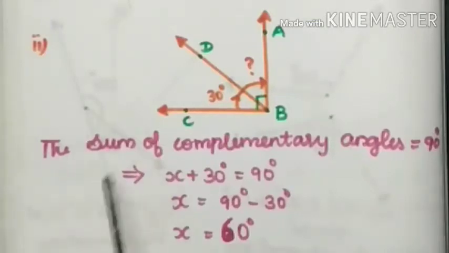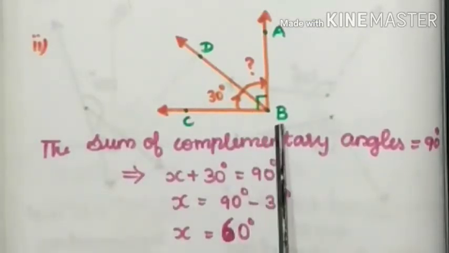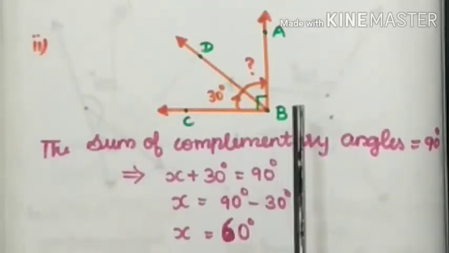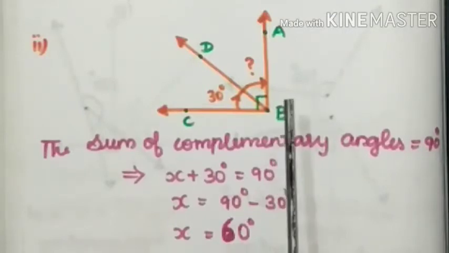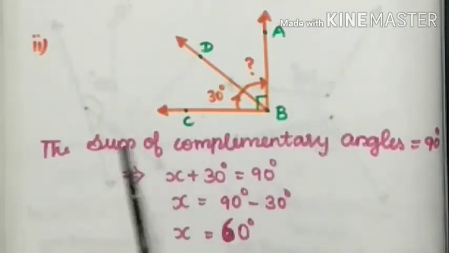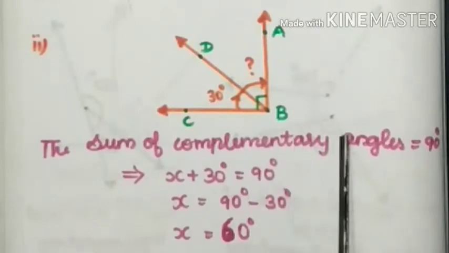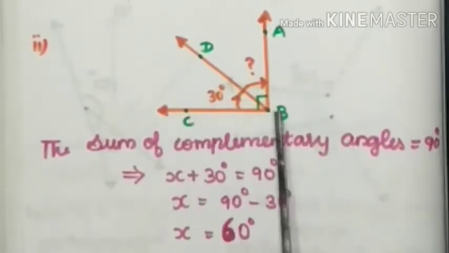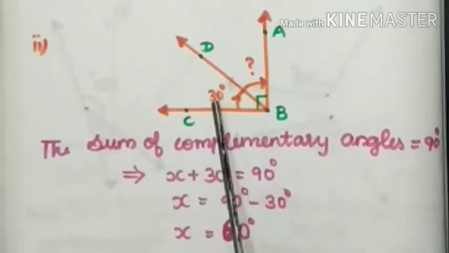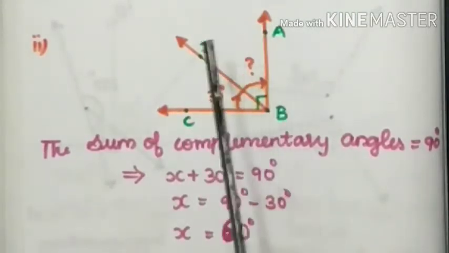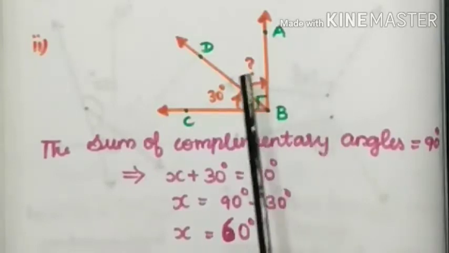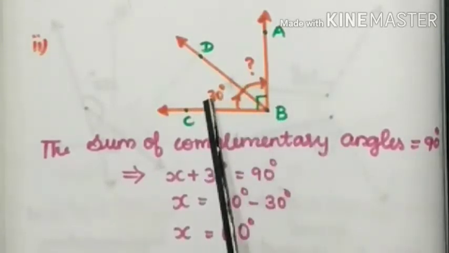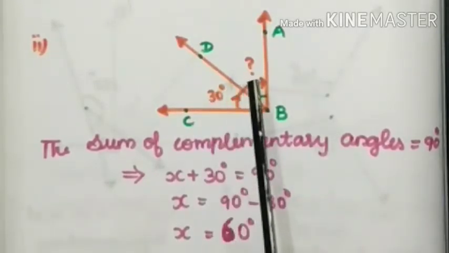Then the second one. This figure represents the right angle. Right angle is 90 degrees. So it is a complementary angle. The sum of complementary angles is equal to 90 degrees. Here the angle CBD is given, that is 30 degrees. You have to find the angle DBA. The sum of the two angles is equal to 90 degrees.